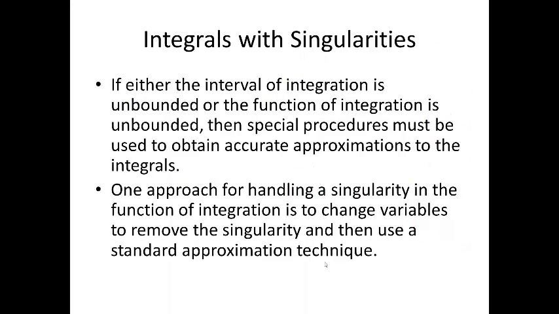Last but not least, the singularity is indeed near, but you can remove it. Basically, if either the interval of integration is unbounded or the function of integration is unbounded, then you need to use special procedures to obtain accurate approximations of these integrals. And one approach for handling a singularity where the function becomes unbounded or is undefined is to change the variables to remove the singularity and then use the standard approximation technique. An important case where Gaussian formulas have an advantage occurs in integrating a function that is infinite at one end of the interval. And that's because the Gaussian nodes are always interior points of the interval.